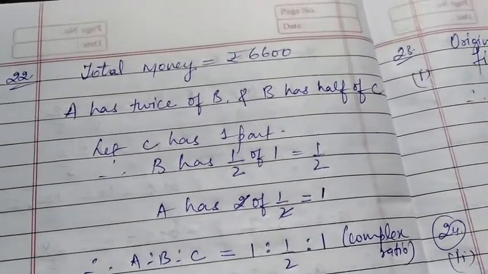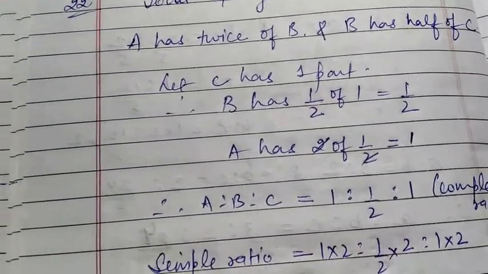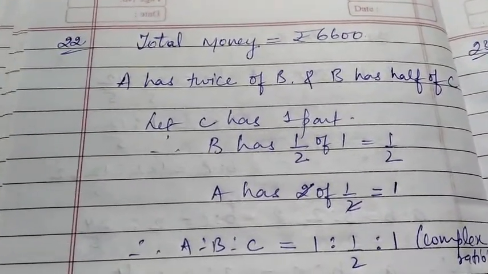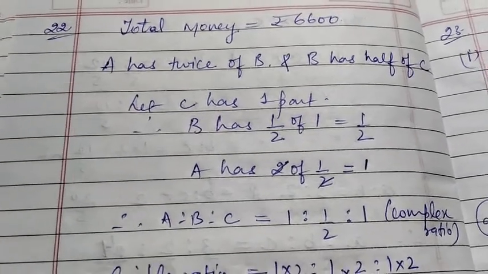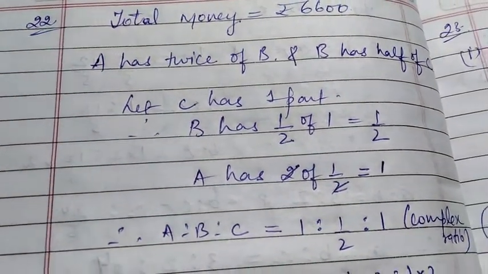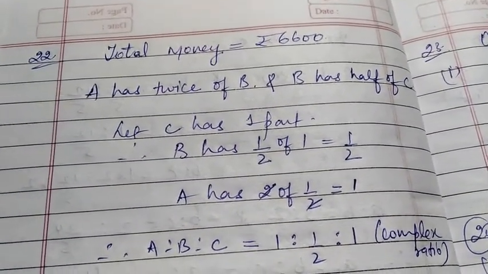So 22 you can do it, 21 you can do on your own. Okay, 21 is with the same method. You can try. Moving on to the next question, that is 22. There was money given, that is 6,600, and this total money has to be divided again among 3 people, that is A, B and C.